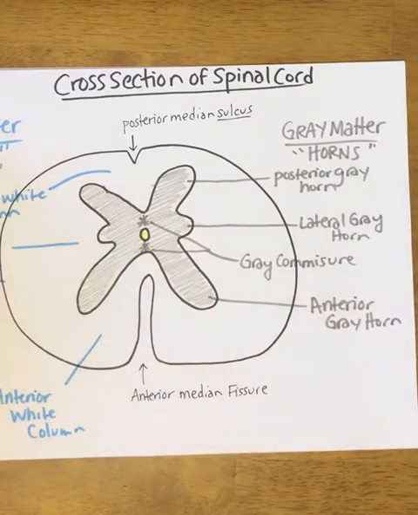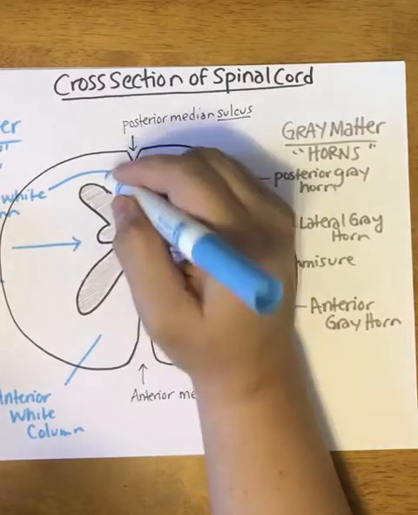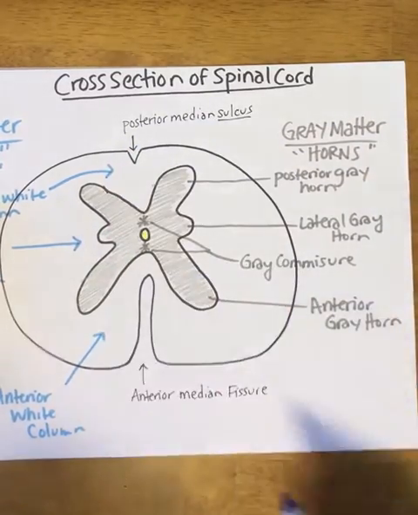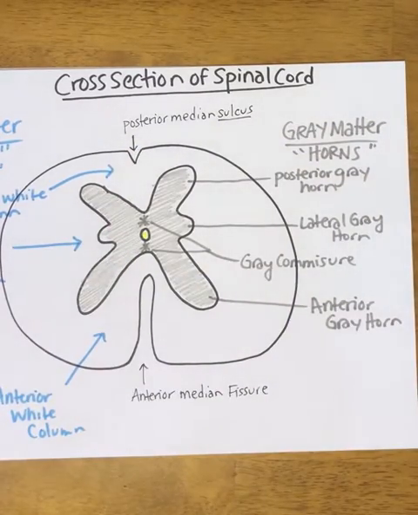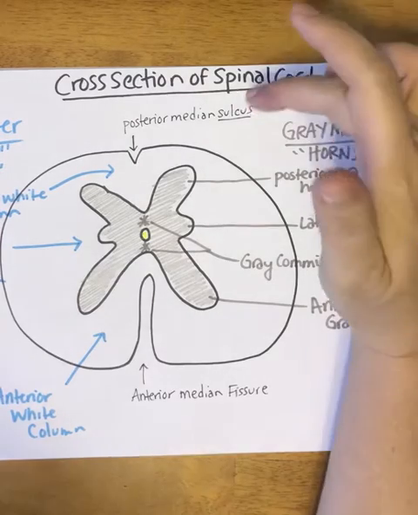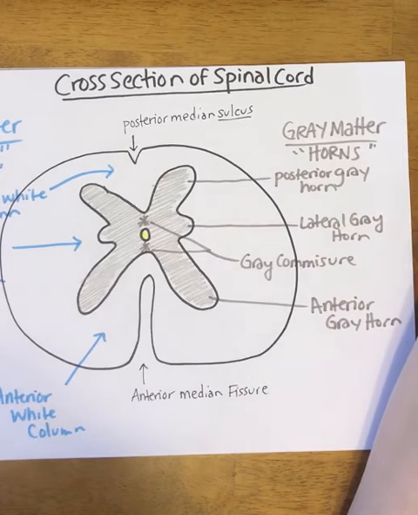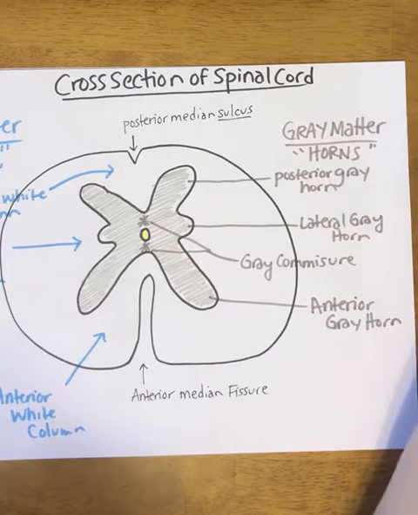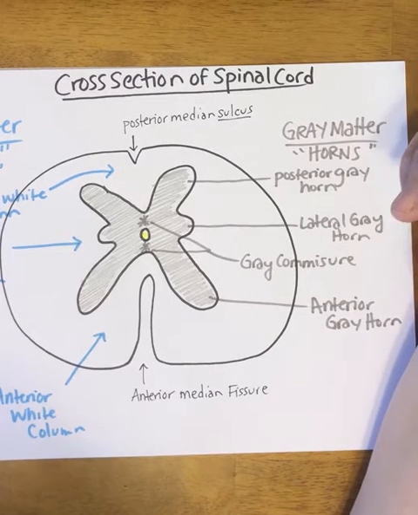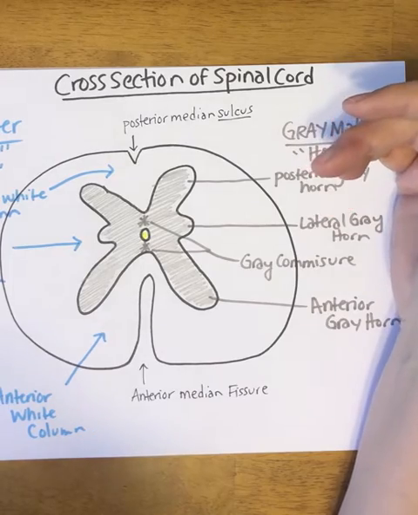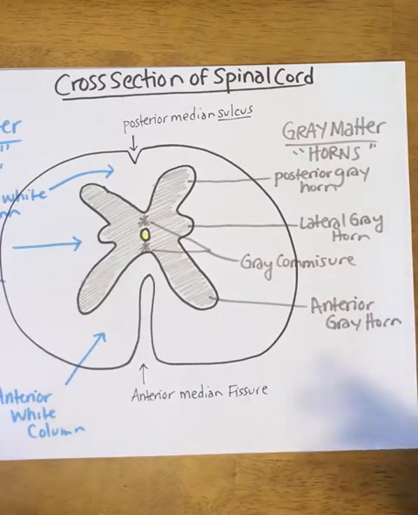That is a cross-section of the spinal cord with gray horns and white columns. Now, coming off of your spinal cord is going to be 31 spinal nerves. So I need to cover spinal nerves a little bit. So we're going to draw this same picture. We're not going to label everything, but we're going to talk about our spinal nerves.